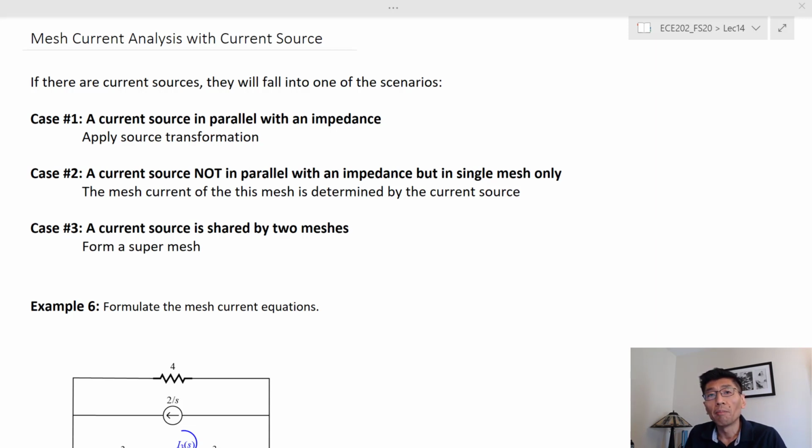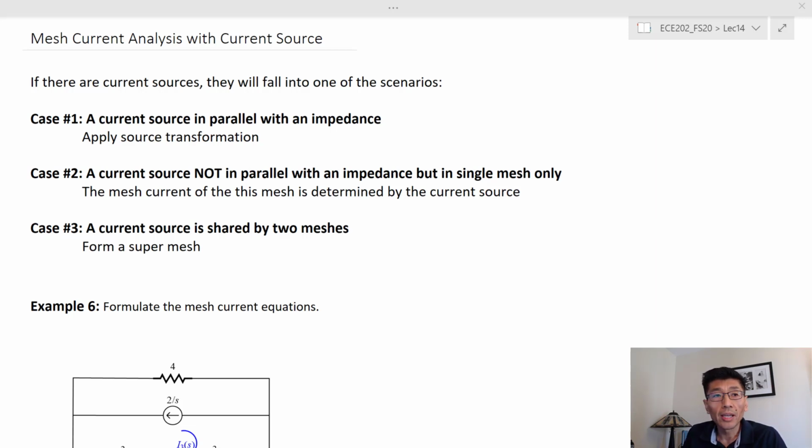and so we can write the equations by inspection. And the second case is if the current source is not in parallel with an impedance, and also it's not shared by two meshes. In that case, that current source would be equal to the mesh current in that mesh, or the negative mesh current, depending on their orientations, right?